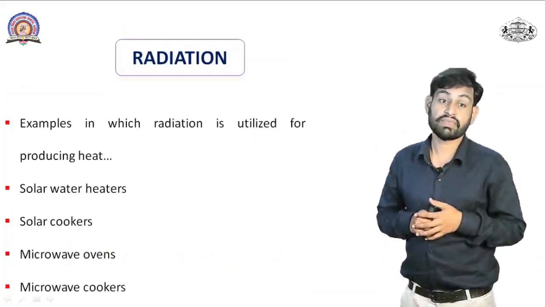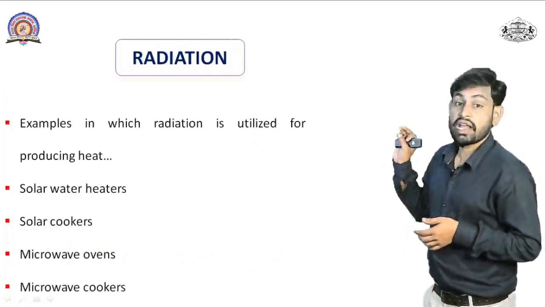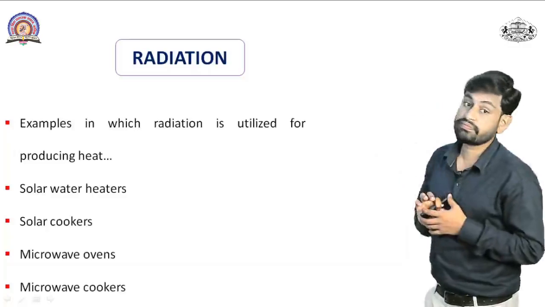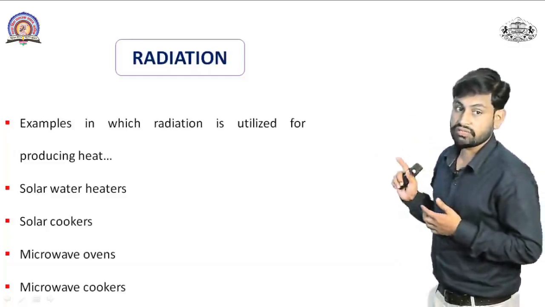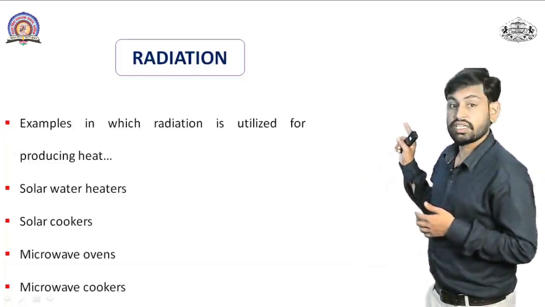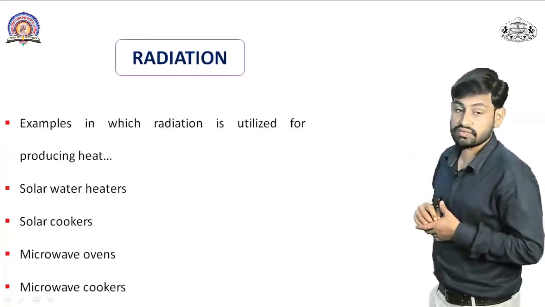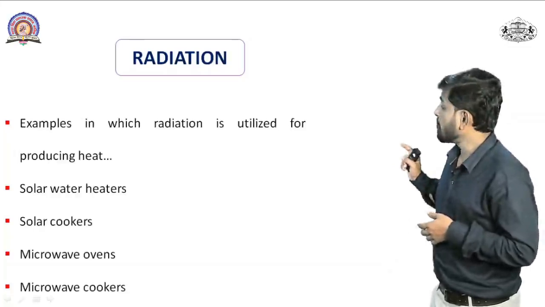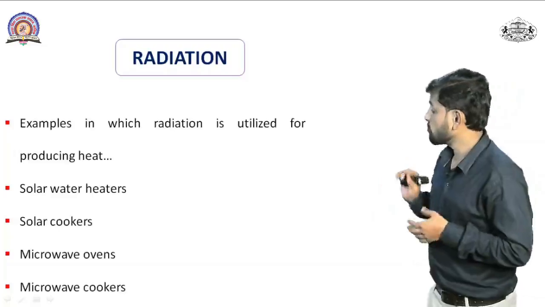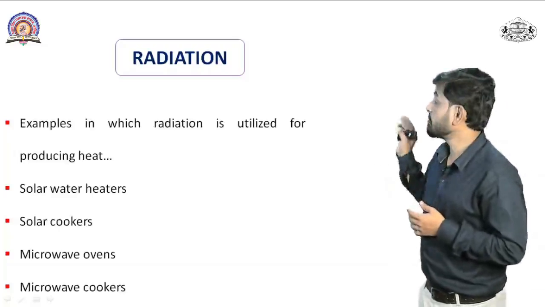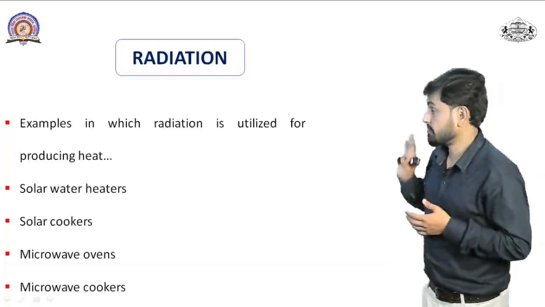Examples in which radiation is utilized for processing heat: first one, solar heaters; second one, solar cookers; third one, microwave ovens; and last one, microwave cookers. These are examples of radiation heat transfer.